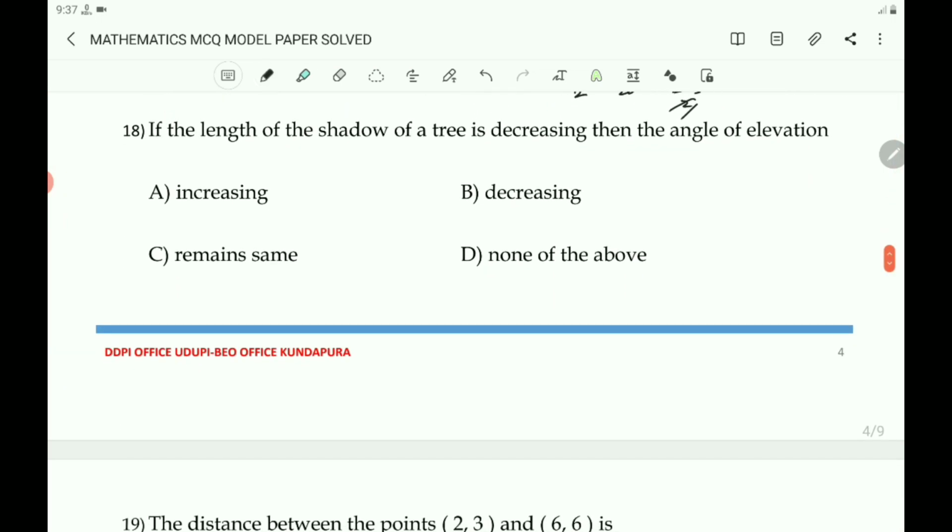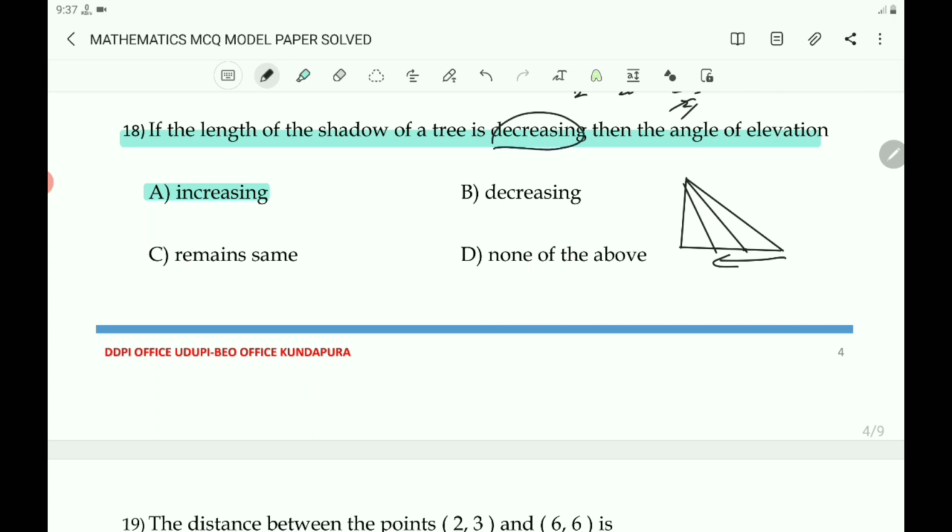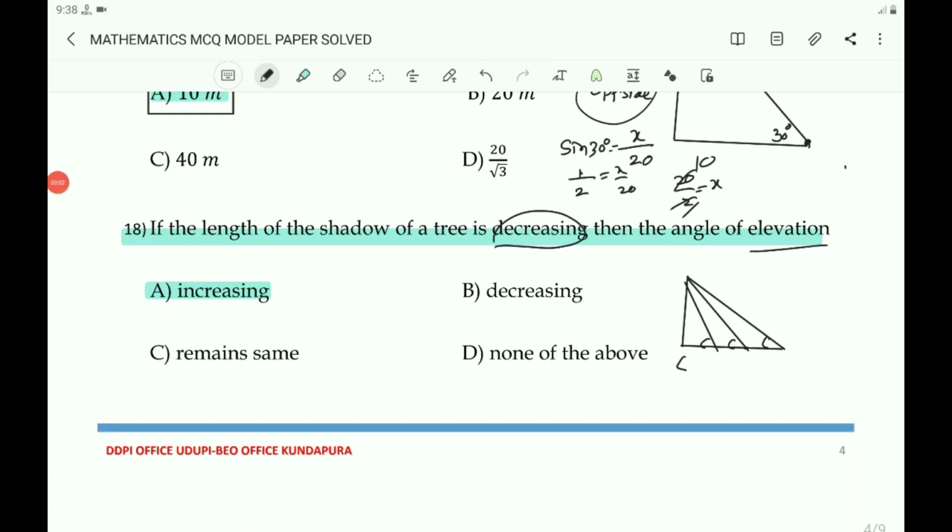Next one, you take the 18th question. If the length of the shadow of a tree is decreasing, then the angle of elevation is increasing. Here you make out. Consider here it is an object. Its angle of elevation. Here this is the length, and if that decreases, it comes here. So the angle of elevation increases. As the length of the shadow decreases, first it was this one, angle is this much. Again here this is this one, angle is this much. So the angle of elevation goes on increasing.